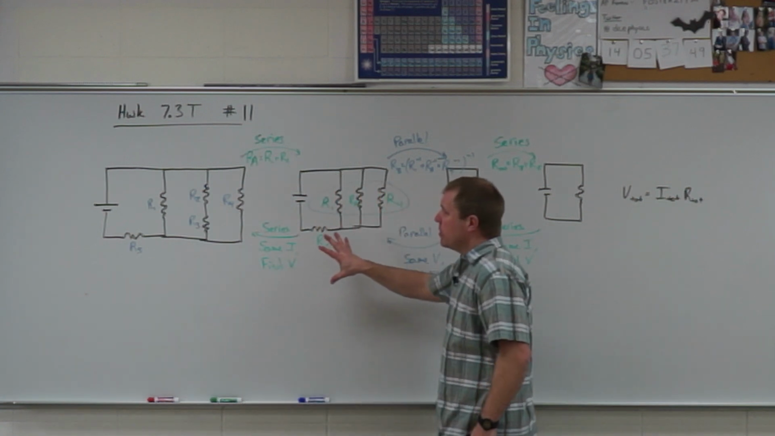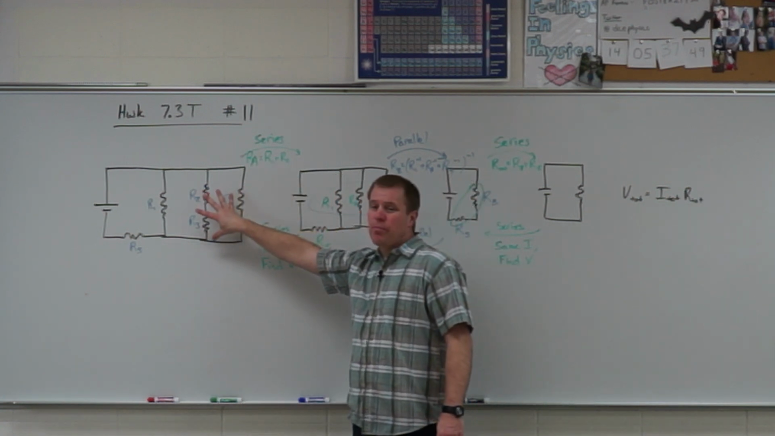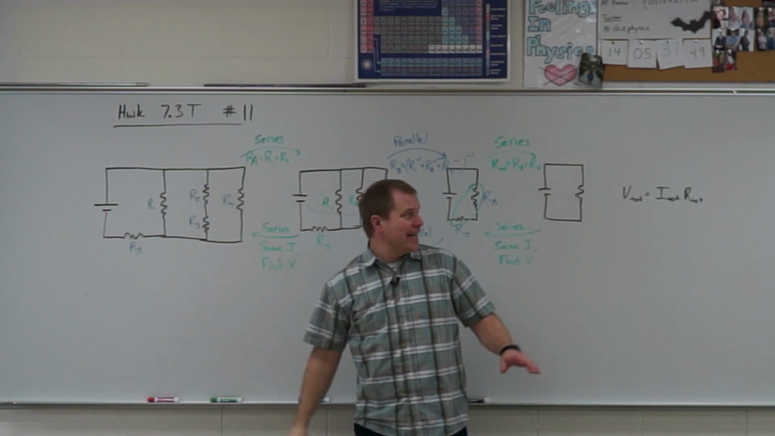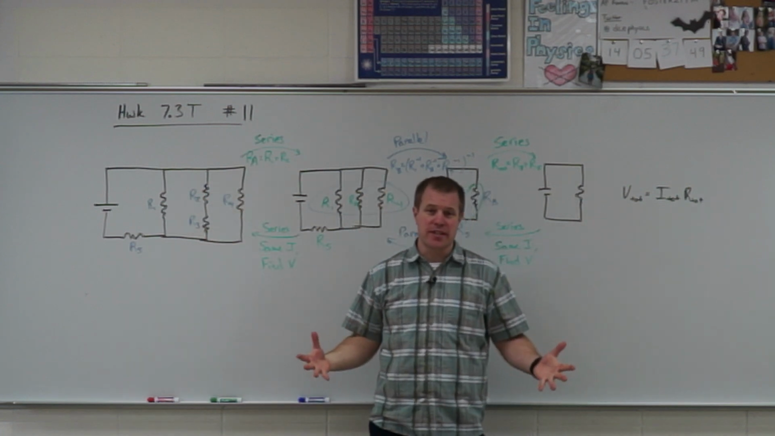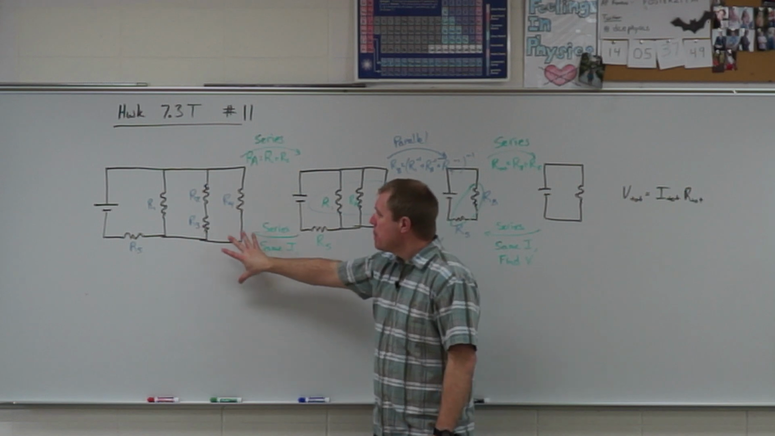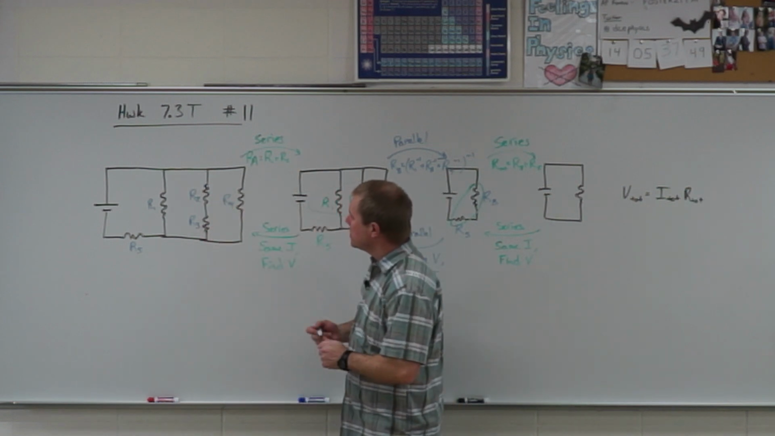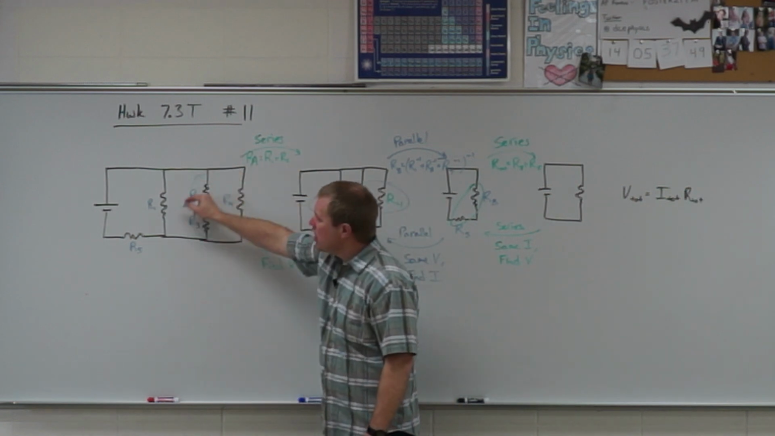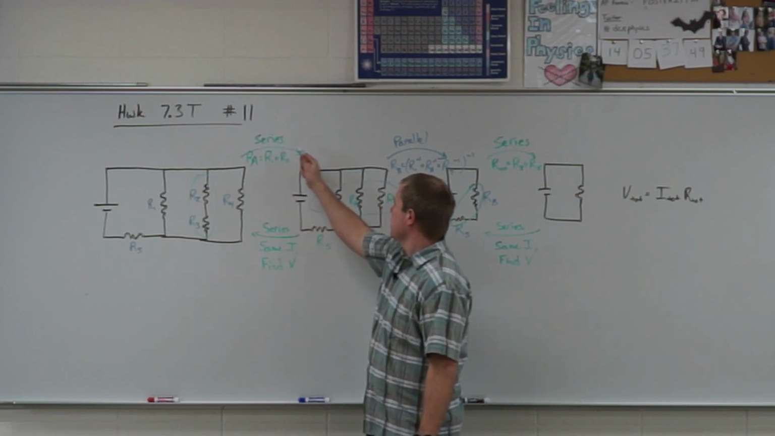So to start off with, the first thing you want to do is start with your big circuit and get it down to a single total resistance. So this is what we've been doing up to this point. So we're going to look and combine some stuff. I see R2 and R3 are in series, so I combine those together.